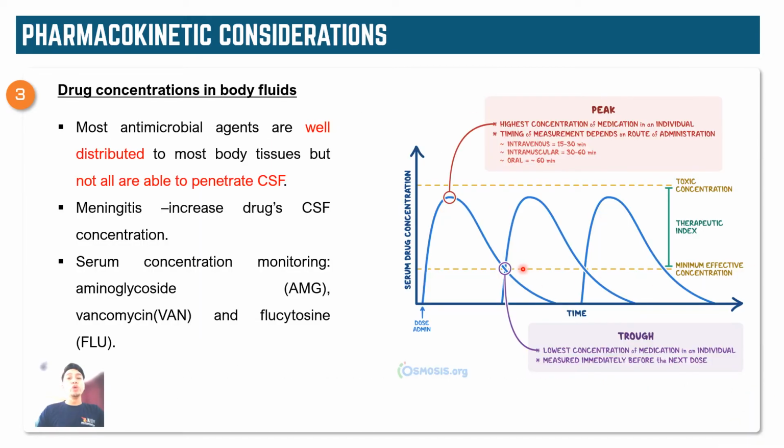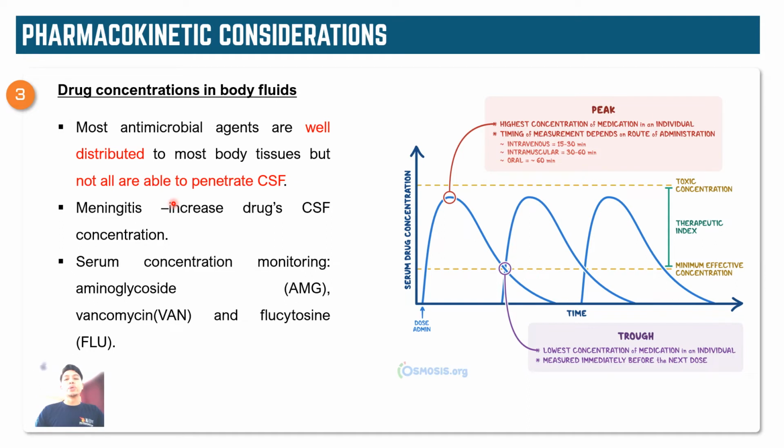Another factor that you might want to consider is the drug concentration in body fluids. Most antimicrobial agents are well distributed to most of the body tissues, but not all are able to penetrate the blood-brain barrier to achieve cerebrospinal fluid concentrations. However, in meningitis, the cerebrospinal fluid concentration of many antimicrobial agents is increased during these incidents.